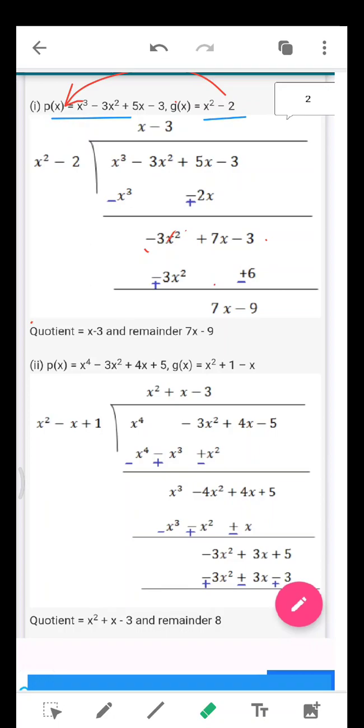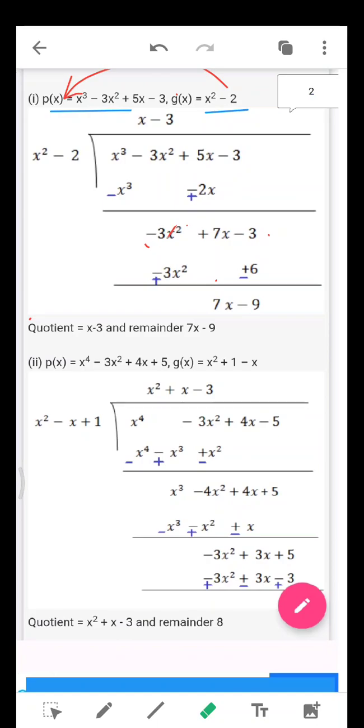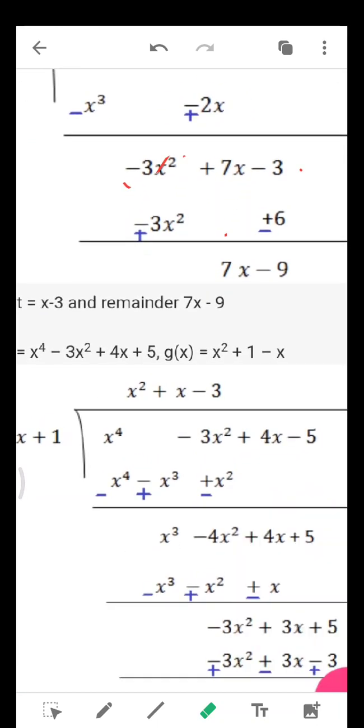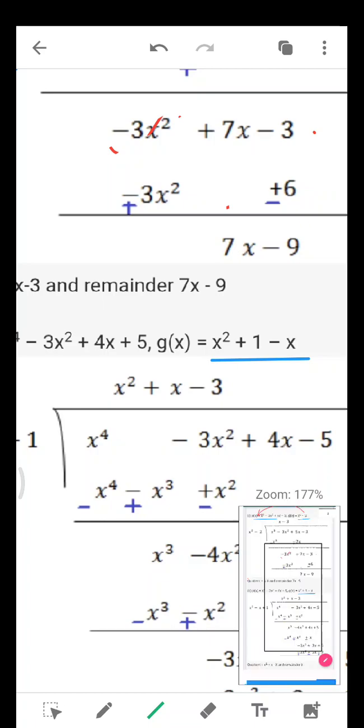In the second question, you can see here in the question, g of x is not in the order, means it's not in the standard form. So you should not divide it directly. You should first arrange this in standard form, then you must divide. So how to arrange? Okay, let's see that.